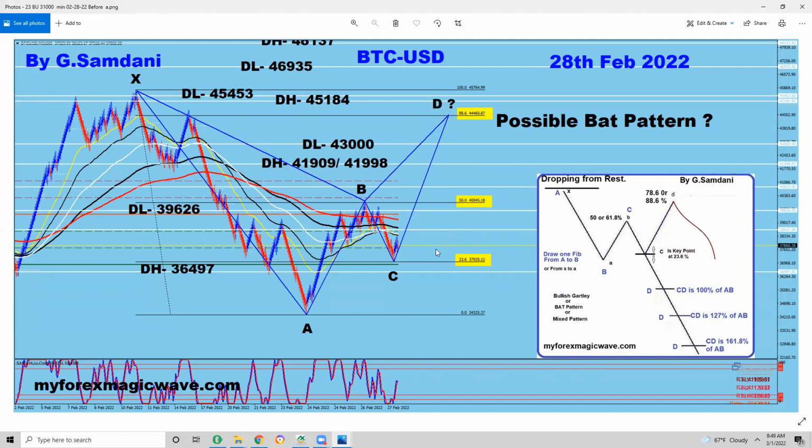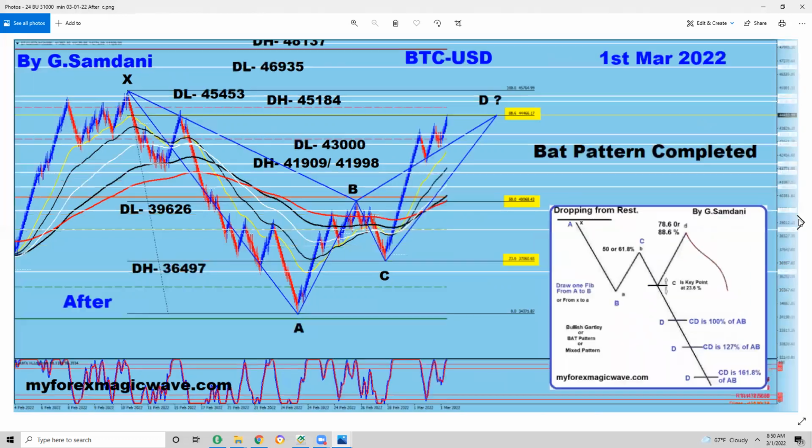And I posted in different places that I'll take a long above 38,000. So 38,000, this was right now 37,860. And look, right after that, this is what happened. So far, this happened to this chart. It went and exactly hit this level here, 88.6, and finished up the Bat pattern.